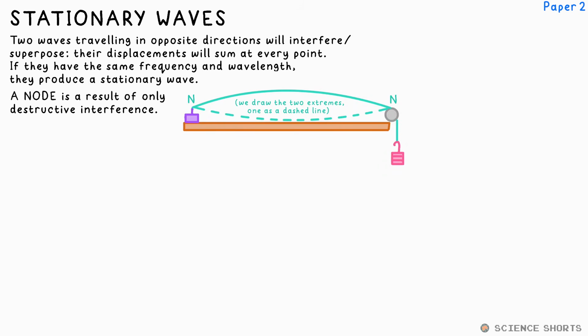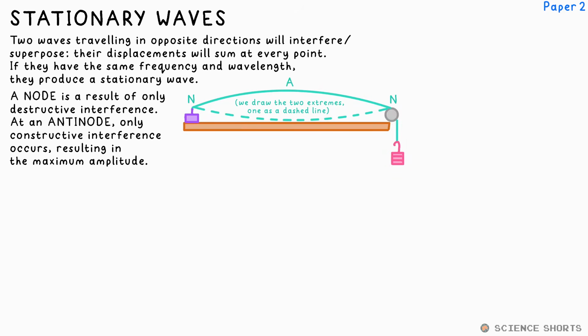That's because the displacements are always summed to zero at these points. We call this destructive interference, so the amplitude is zero at this point. At a node, no energy is transferred. At all other points, the resulting wave will oscillate due to constructive interference. Where the amplitude is at a maximum, these are called antinodes.